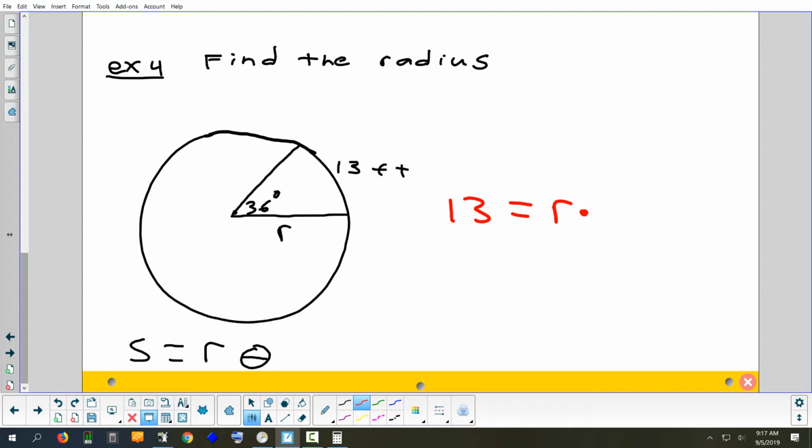Okay, how about Matt? Do I know theta? Yep. What is it? 36 degrees. Yep, nice. It's 36 degrees. But I'm just doing it kind of off to the side this time. We have to change it to radians first. 36 goes into 180 5 times. So that's pi over 5. Any questions so far?